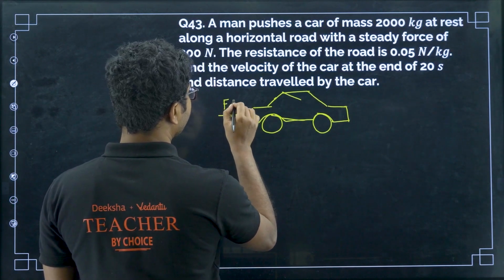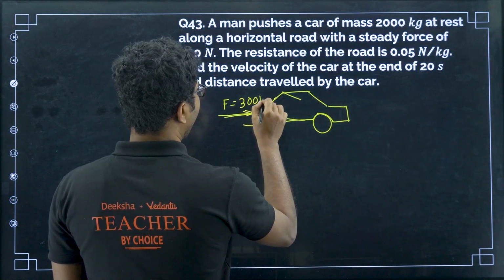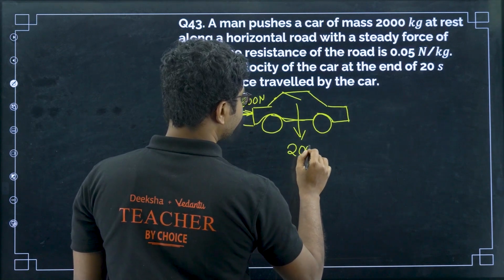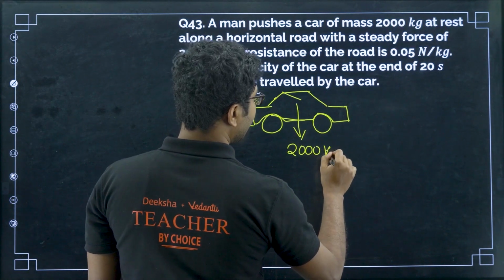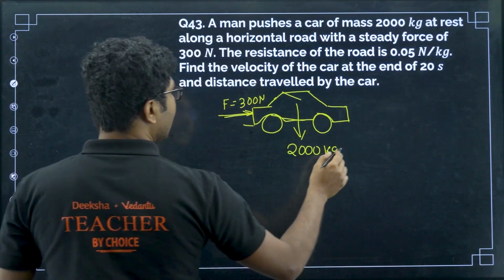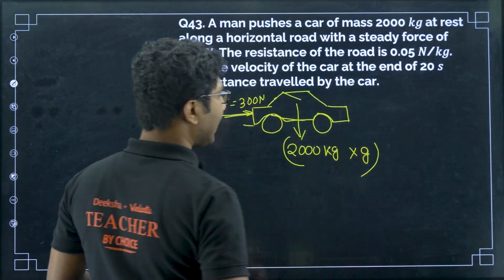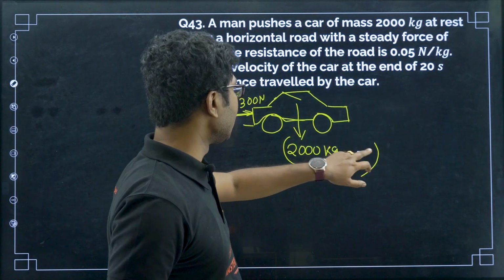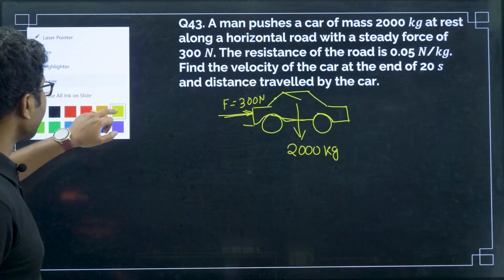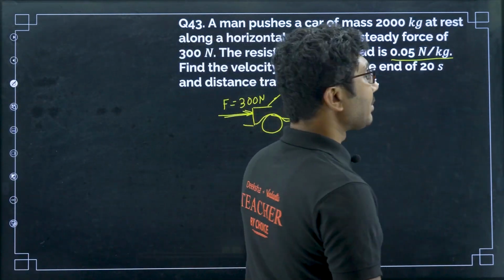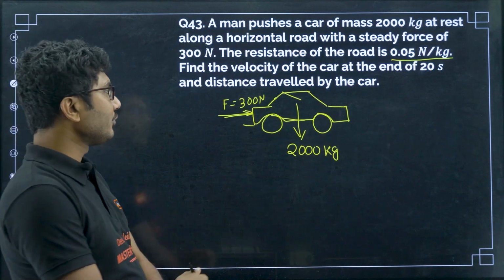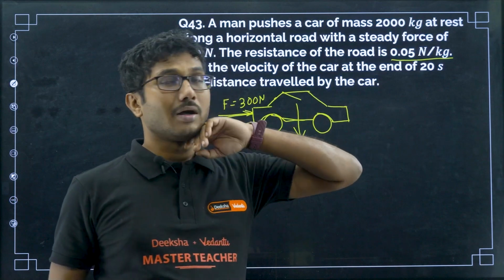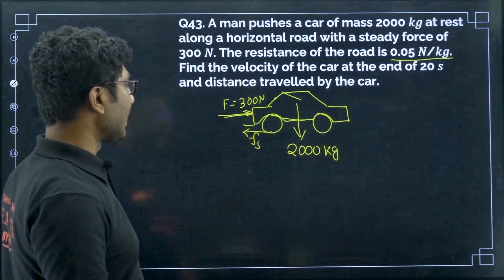So, it is a car, a man is pushing with a force of 300 Newton, and the mass of the object is 2000 kg. So, the weight is 2000 kg into g. One thing, we do not need to calculate the weight, because the friction is given as 0.05 Newton per kg. So, resistance is basically friction. You have to calculate the frictional force.